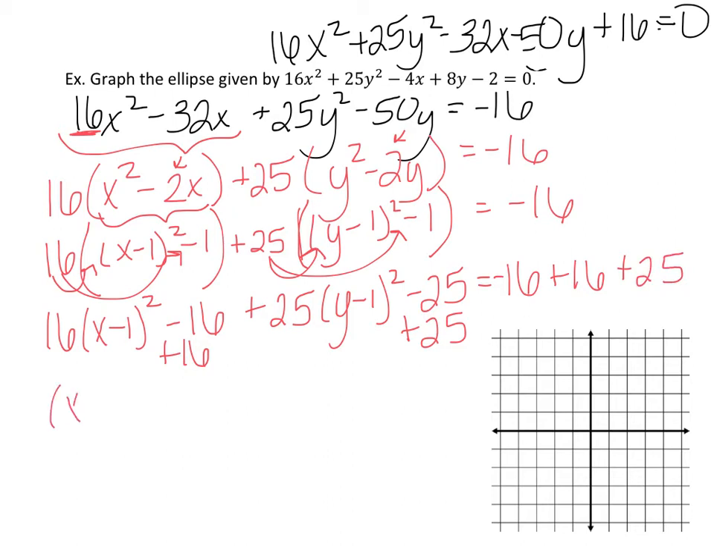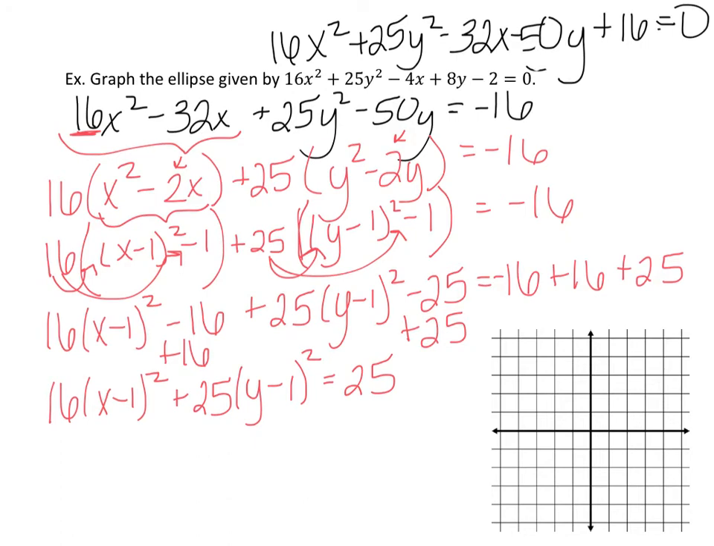So now I have 16(x minus 1) squared plus 25(y minus 1) squared equals 25. And we know an ellipse always has to equal 1, so divide everything through by 25.